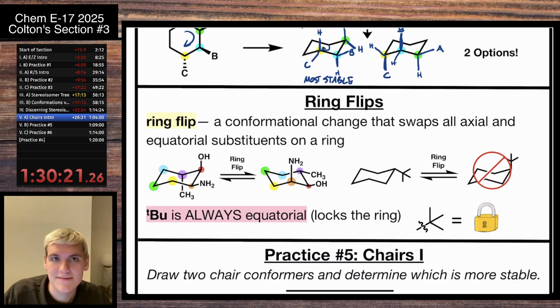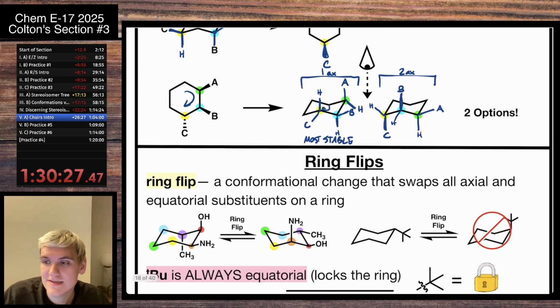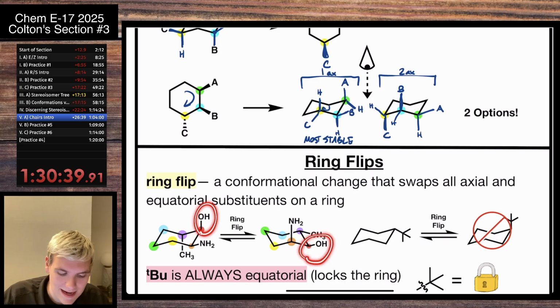They make you do it this way always. Our version is functionally equivalent to a ring flip, even if it doesn't do this exact transformation with the 2 different chairs. So the big thing with a ring flip is anything that was axial in one becomes equatorial in the other, and anything that was equatorial in one becomes axial in the other.